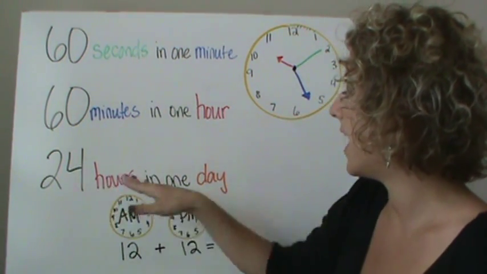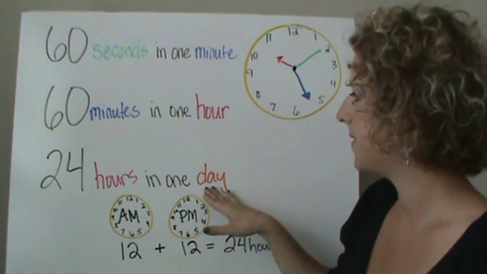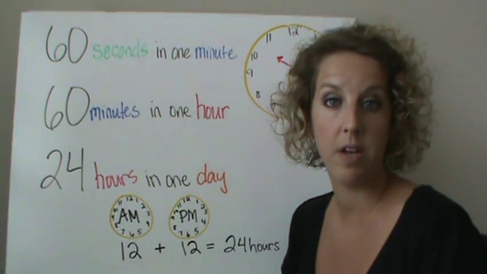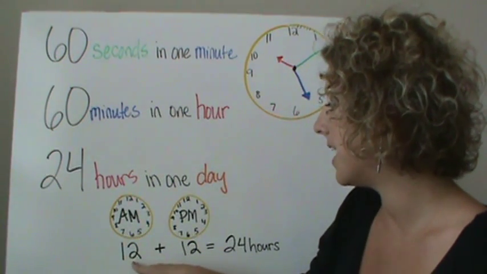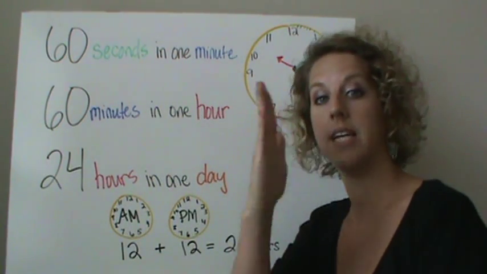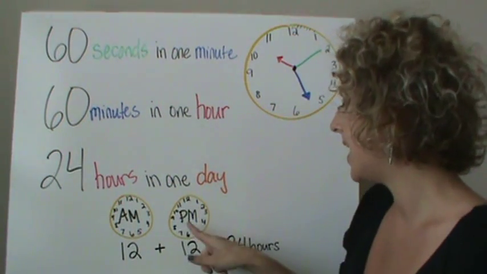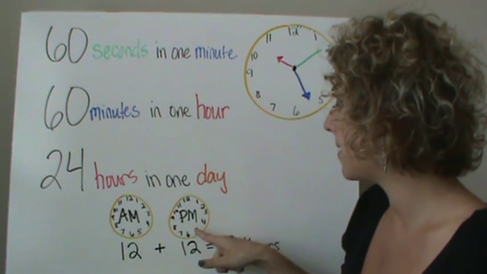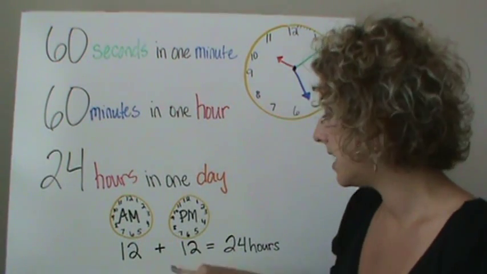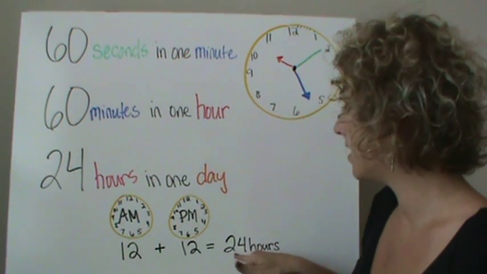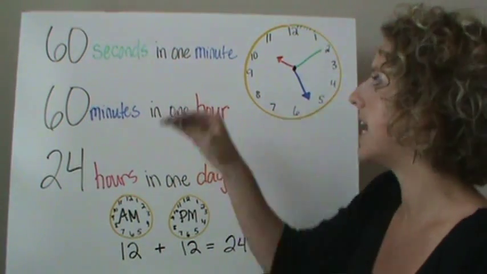There are 24 hours in 1 day. And if you think back to one of our videos that we've seen before, there is 12 hours in the AM, or from midnight up until lunchtime. And there are 12 hours for PM, from lunchtime until midnight. So 12 plus 12 is 24 hours in 1 day.